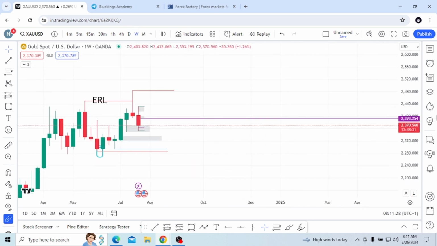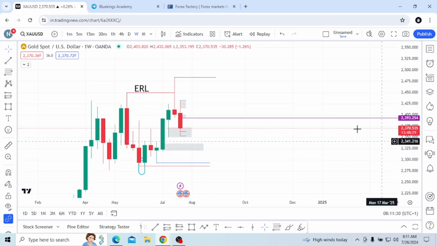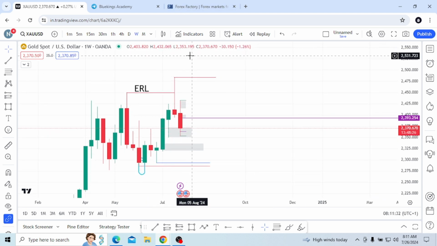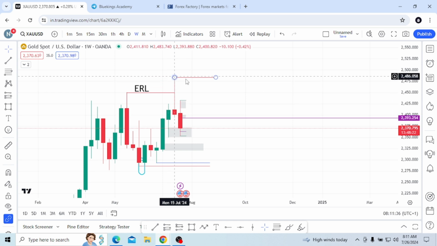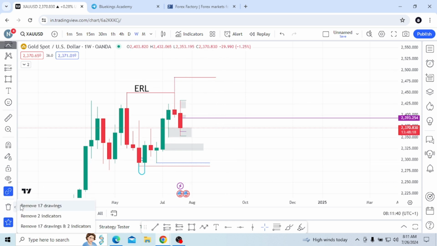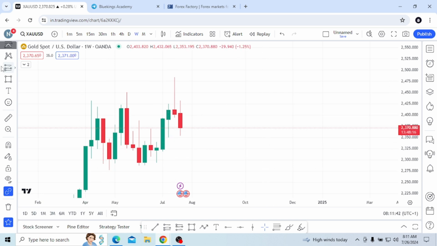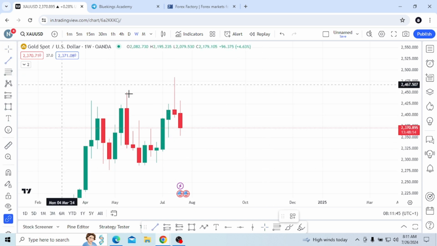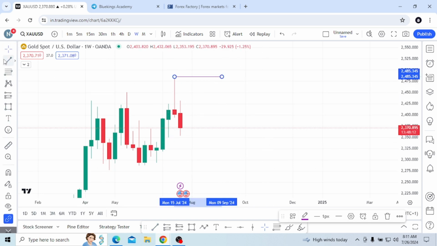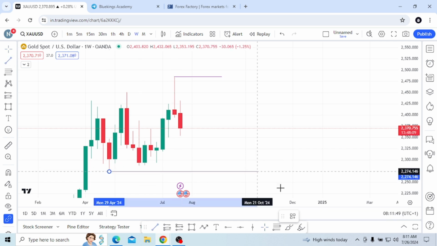So now if you look at the weekly, the same thing. Is this a weekly IRL? Sorry, is this a weekly dealing range? That's the question. So I'm going to clear everything. Let's see. Is this a weekly dealing range between this and this? This is a high, and this is a low.